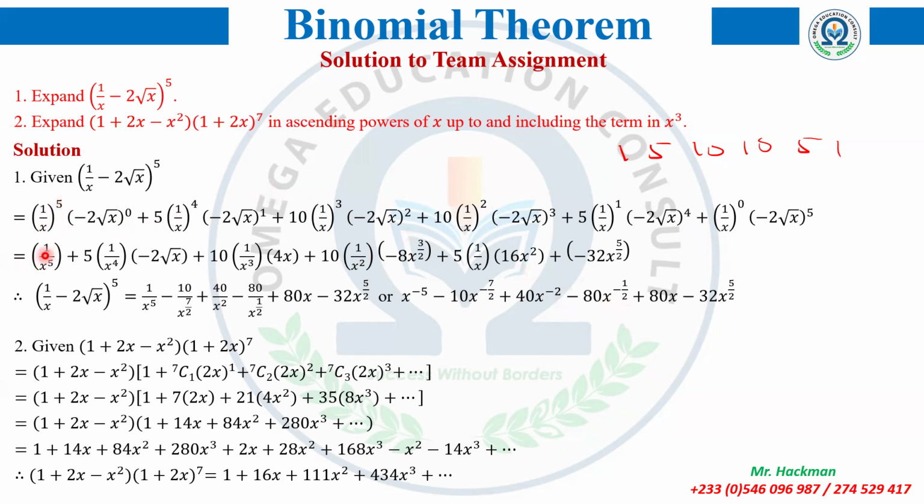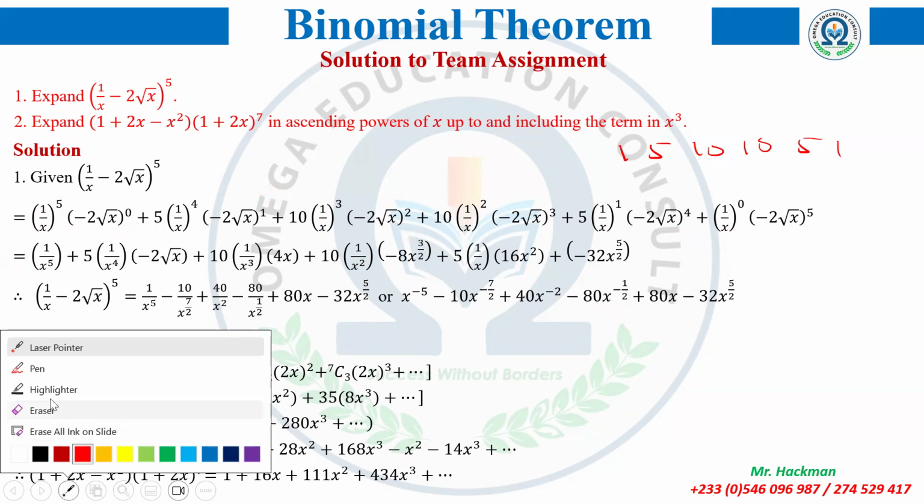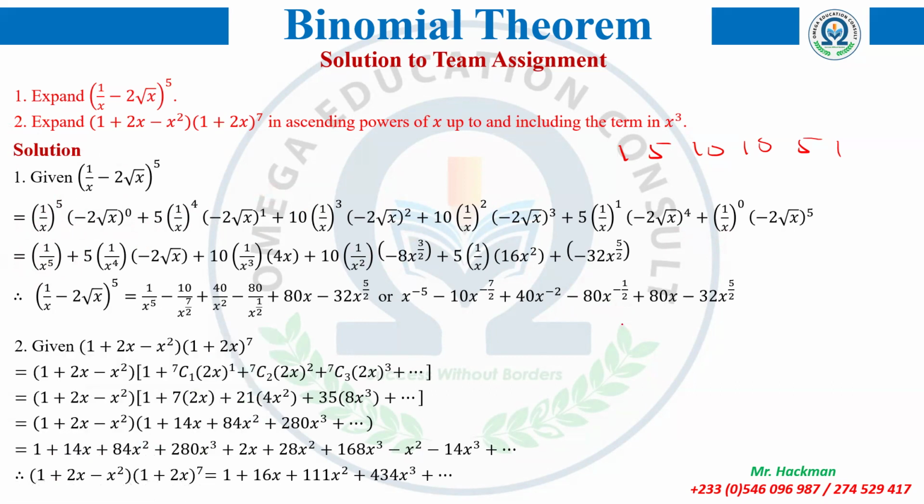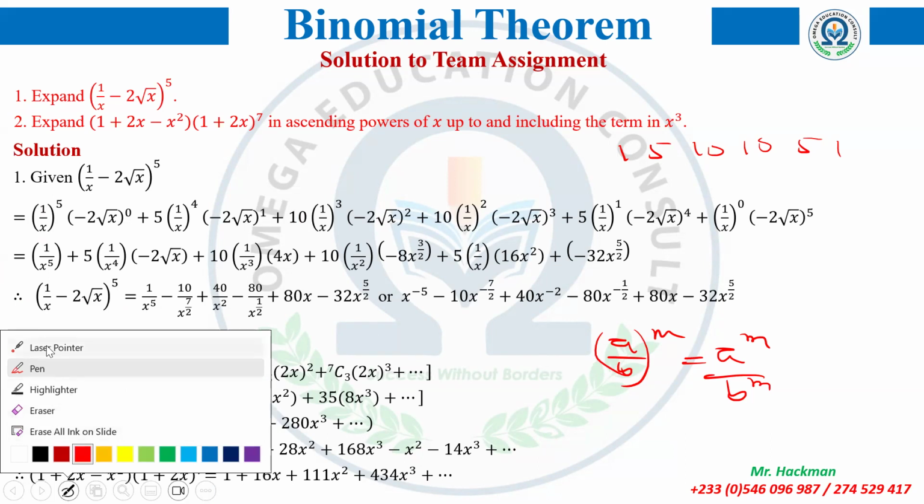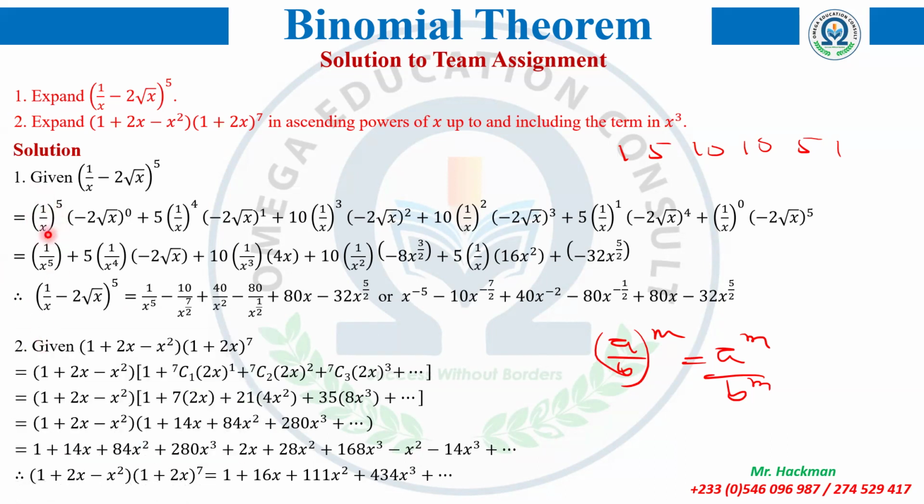You know, in indices, you should know this. Just a quick reminder. In indices, if you have a over b all to the power m, we know that this is equal to a to the power m over b to the power m. So that's the concept that was used here. So in the same way, you can see you have your a, which is 1 to the power 5. That will give you 1. S to the power 5 will give us s to the power 5.